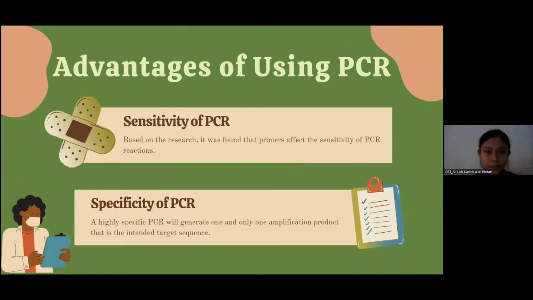Today, I will explain to you about the advantages of using PCR. The advantages of using PCR can be divided into two. The first is sensitivity of PCR. Based on the research, it was found that primers affect the sensitivity of PCR reaction. The second is specificity of PCR. A highly specific PCR will generate one and only one amplification product, that is the intended target sequence.